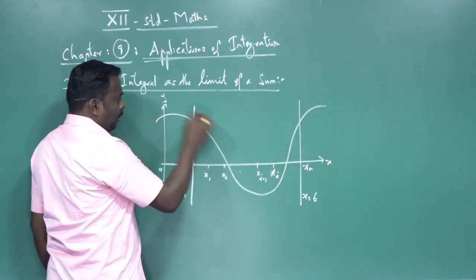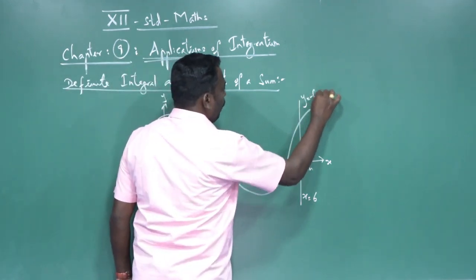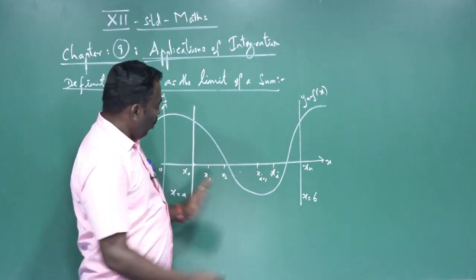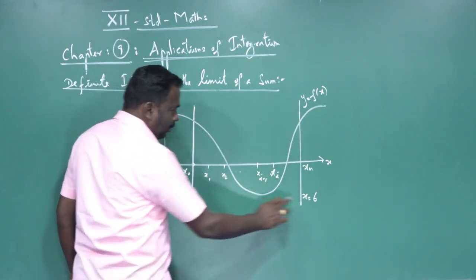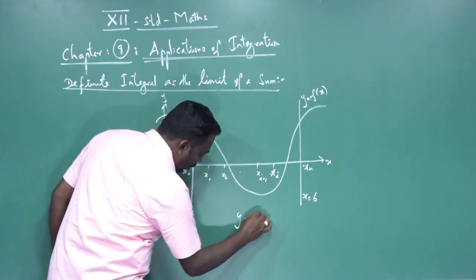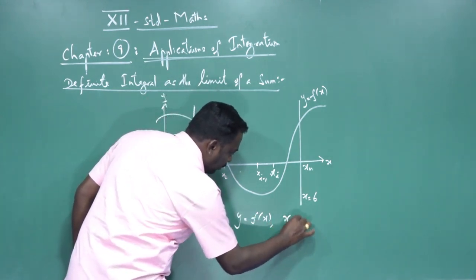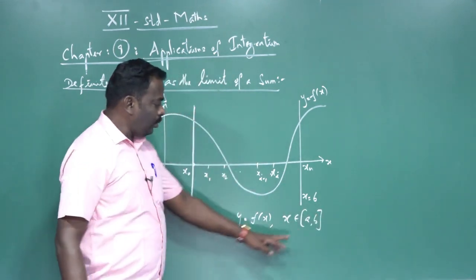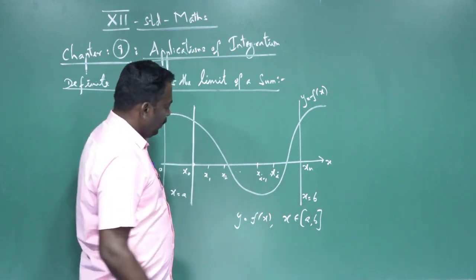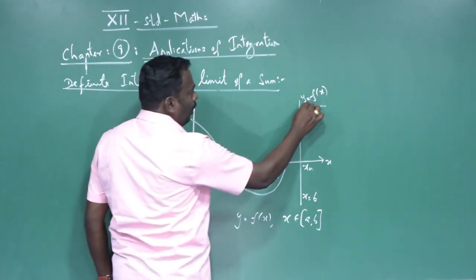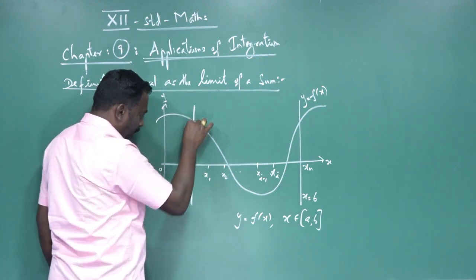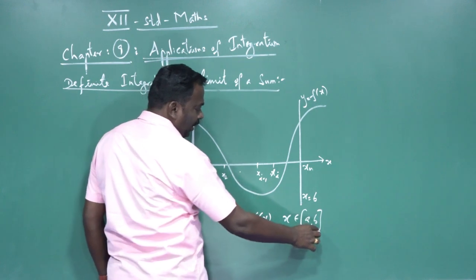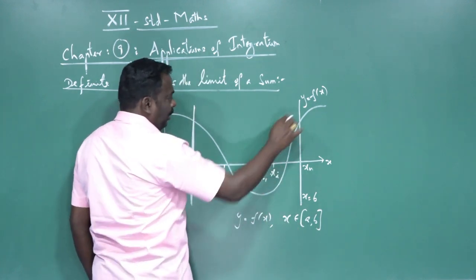The curve is defined by y equal to f of x. It is a real valued function defined in the closed interval from x equal to a to x equal to b, where x belongs to the closed interval [a, b]. That is called the curve defined by y equal to f of x. The considered boundaries are x equal to a and x equal to b. Between the two boundaries, the curve is obtained like this.